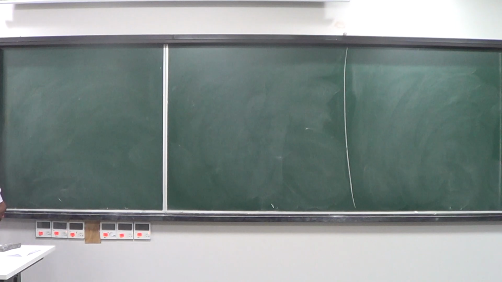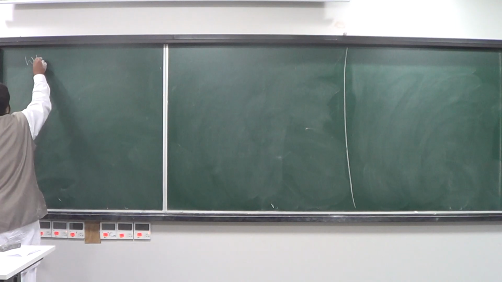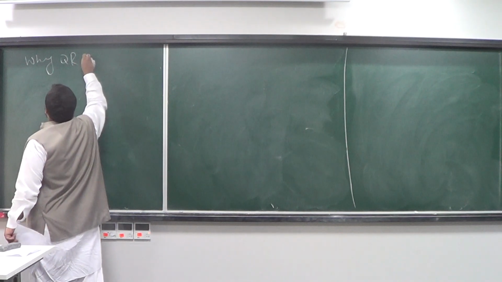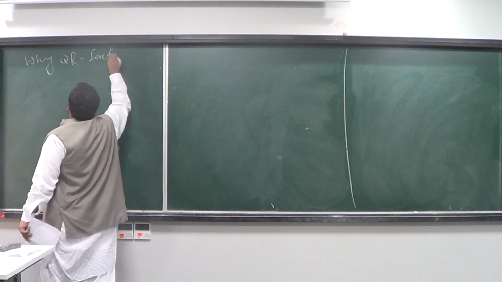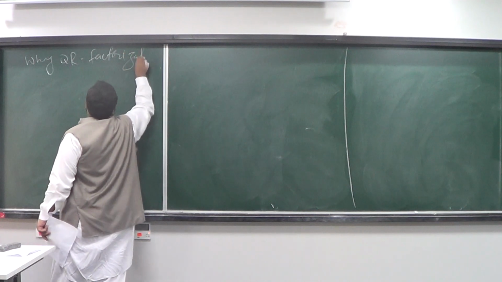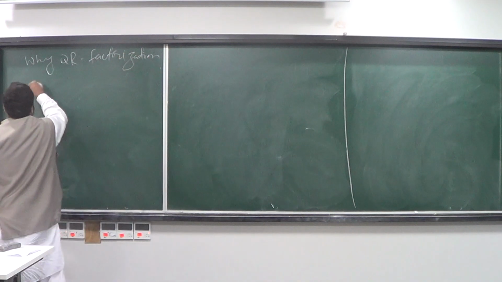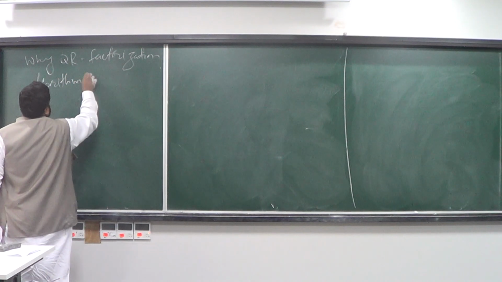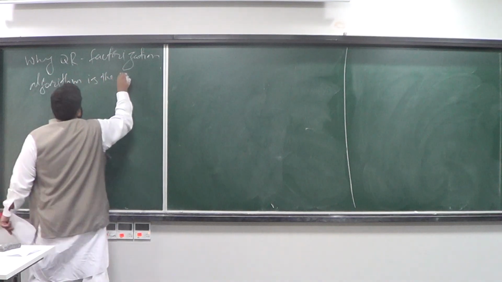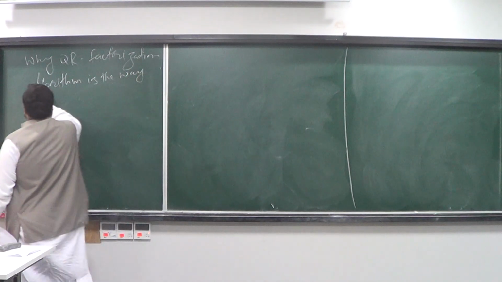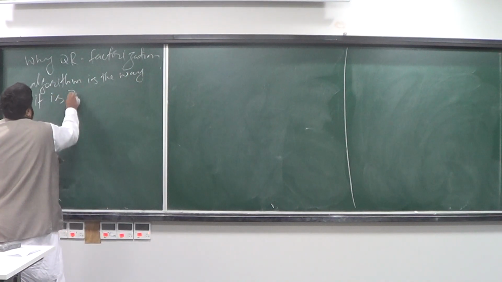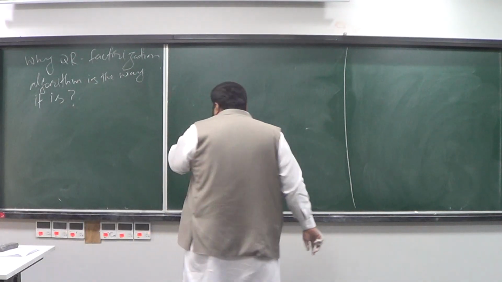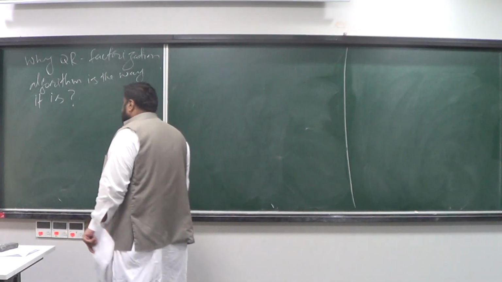So here's a question: why is the QR factorization algorithm the way it is actually? Why? What is the justification for this algorithm actually? So let's get to this.